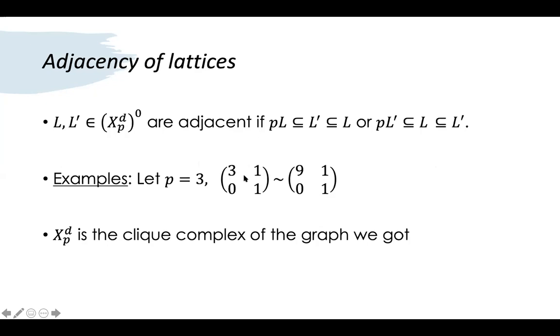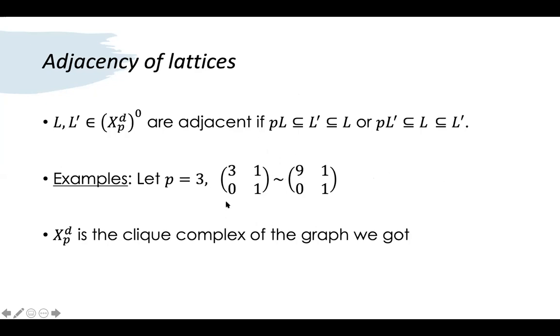Why is P times the left lattice contained in the right lattice? This is as easy as the first one. When you multiply the left lattice by 3, you get 9-0, 3-3. 9-0 appears in both generator sets, and 3-3 is just 3 times the generator 1-1. So by the definition that I gave a moment ago, it's clear that these two lattices, these two matrices, are adjacent in the building.